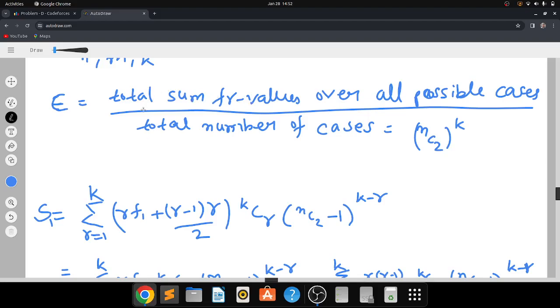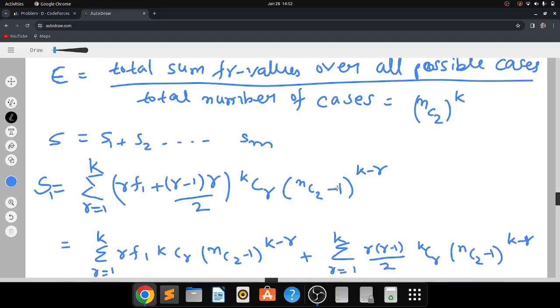Let's represent this total sum by S. S is the total sum of friendship values over all possible cases, and we can break S into S1 plus S2 plus up to Sm. S1 is the contribution of the first friendship value to S, S2 is the contribution of the second friendship value, and likewise Sm is the contribution of the mth friendship value. Other than these M friendships, all others are 0, so their contribution will be 0 and we do not need to worry about those.